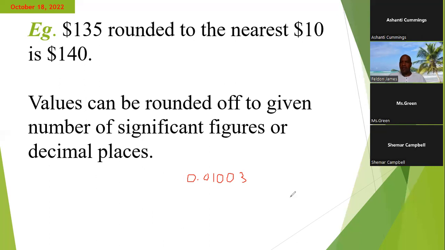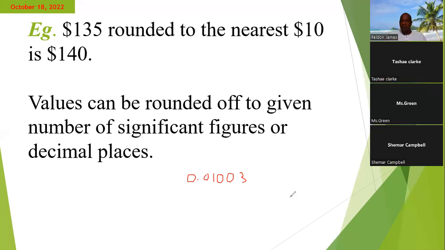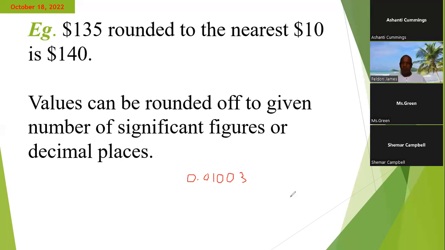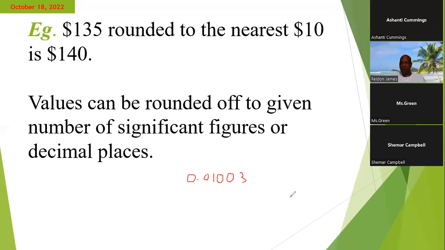Sir, excuse me, sir. Yes, Mr. Campbell. I don't mean to barge in like that. But when I look at it, I think it's 4 because the zeros are in between the 1 and the 3. So I think it might be 4. Oh, so you're changing your position now, Mr. Campbell? Yes, sir. Okay. All right. So in fact, there are 4 significant figures for the same reason Mr. Campbell observed just now.